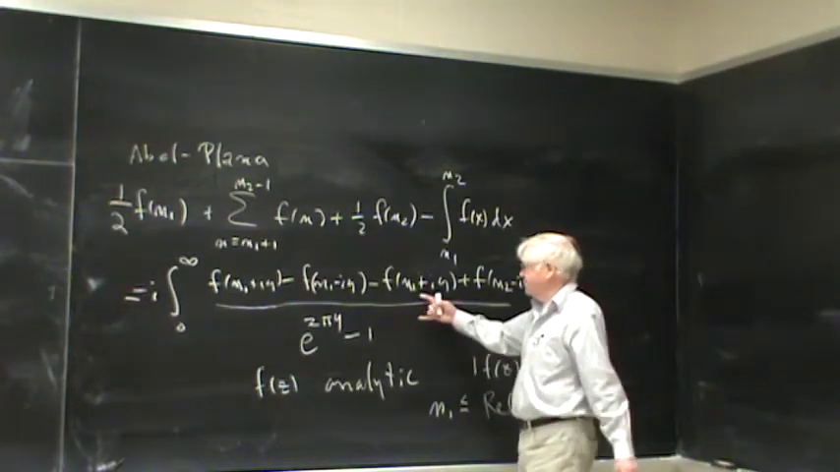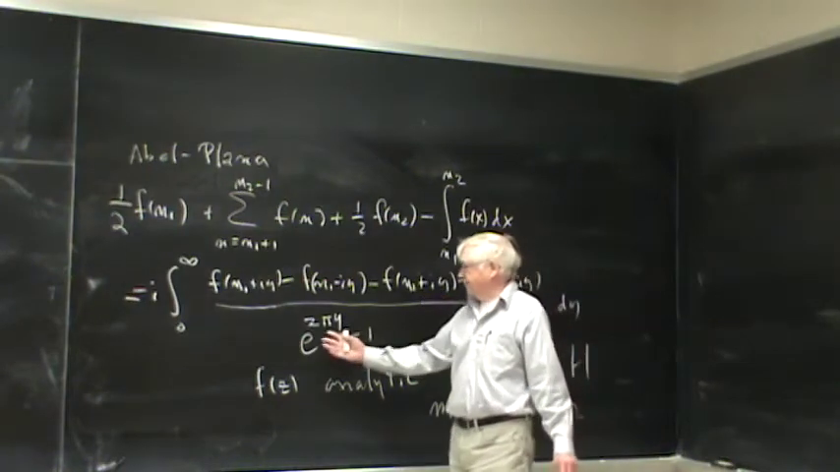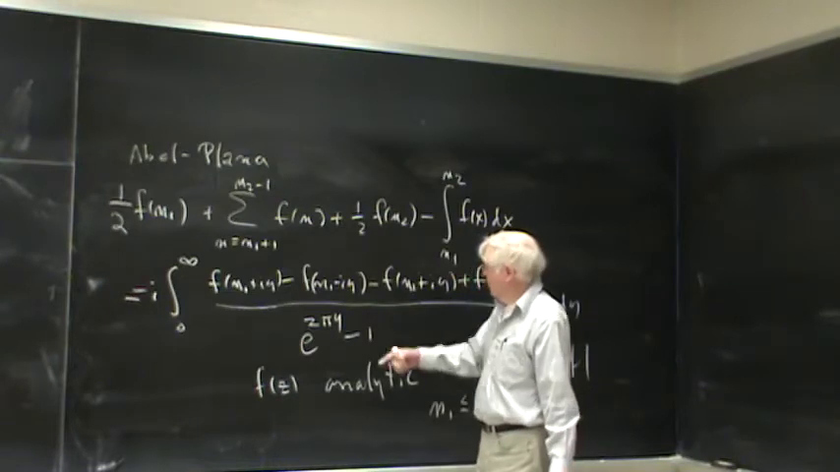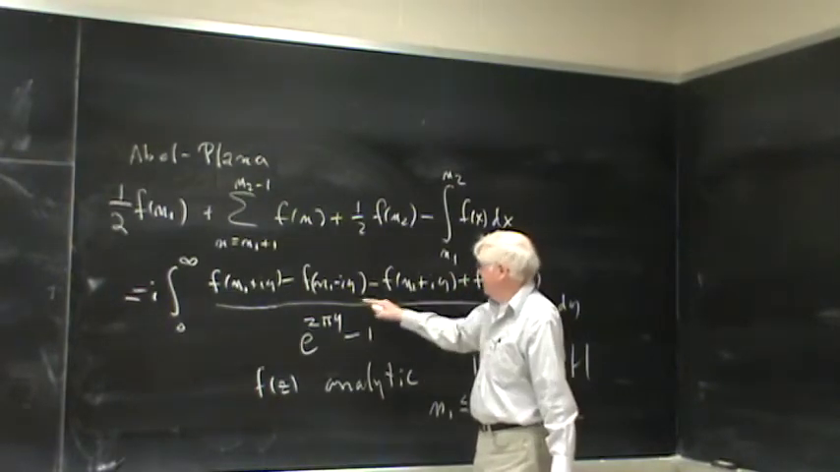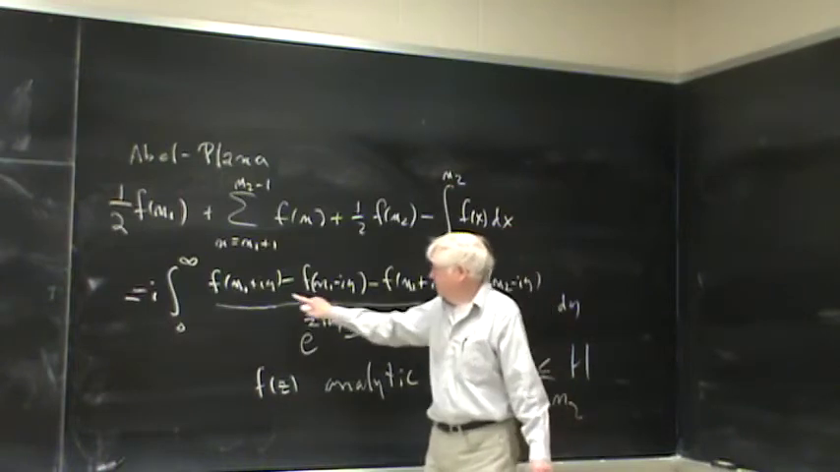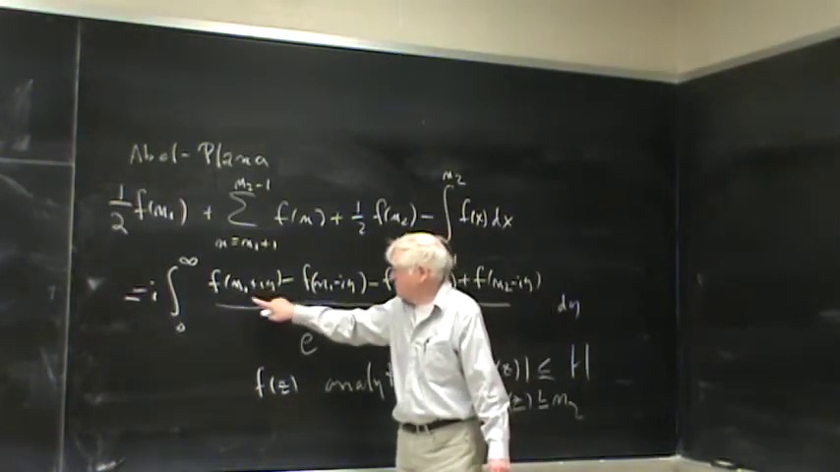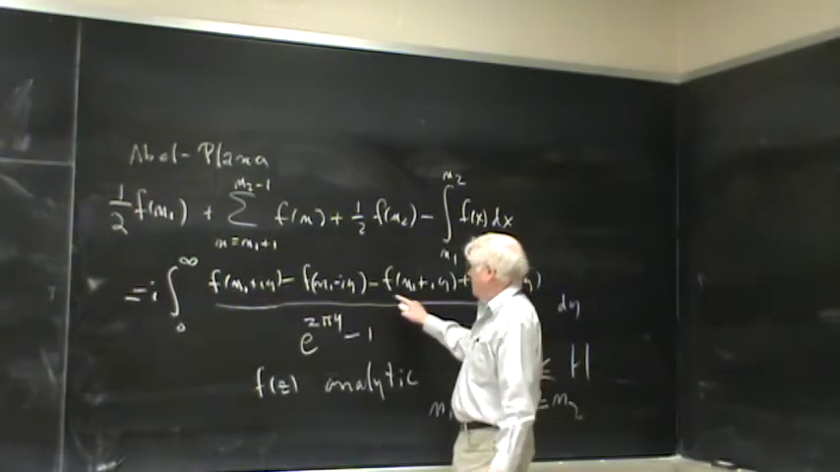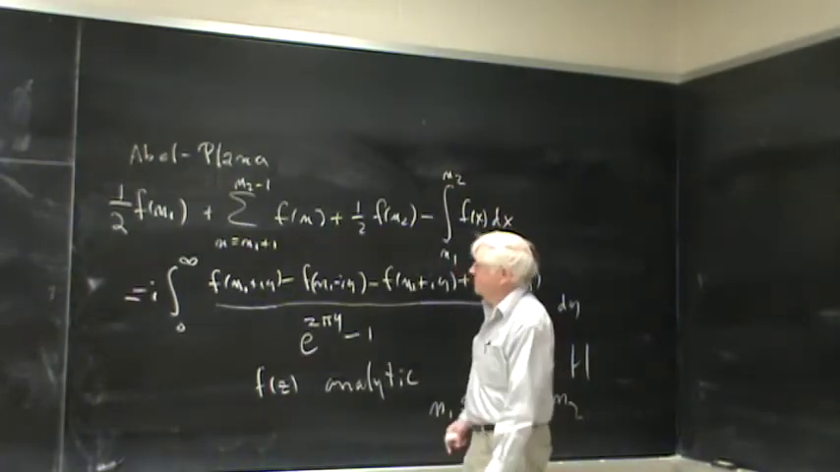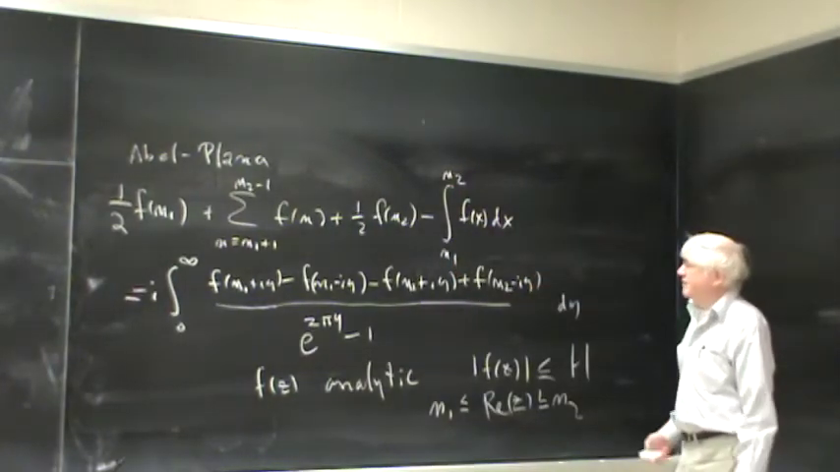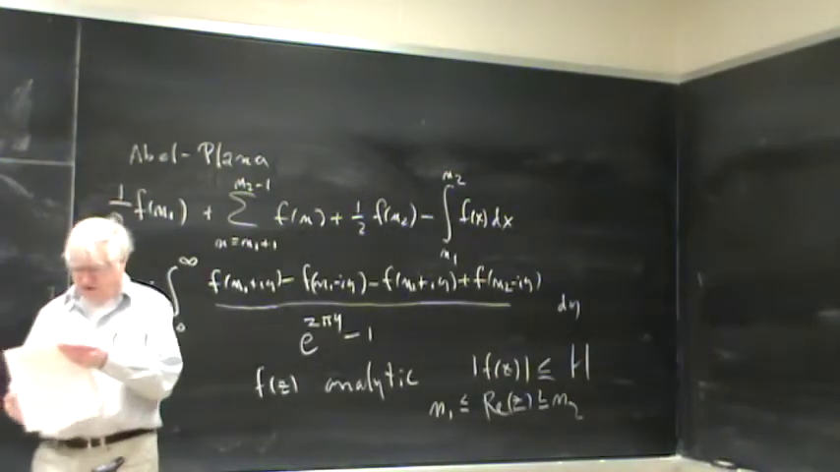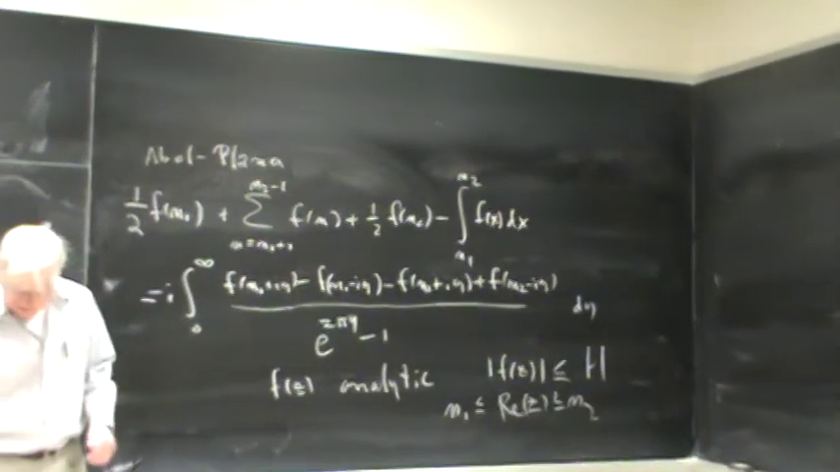Obviously this integral is dramatically convergent because of the e to the 2 pi y for large y. For small y, there's a cancellation: set y equal to 0, f of n1 minus f of n1, and so that's 0. So the singularity at 0 goes away. Anyway, that's the Abel-Plana formula, and one can find it in Whittaker and Watson.